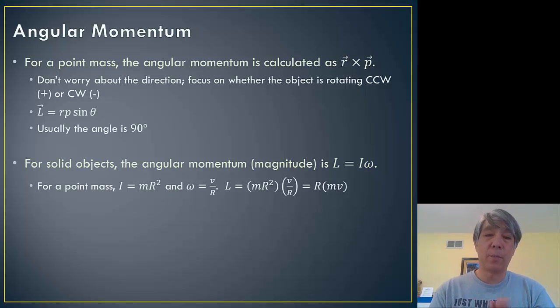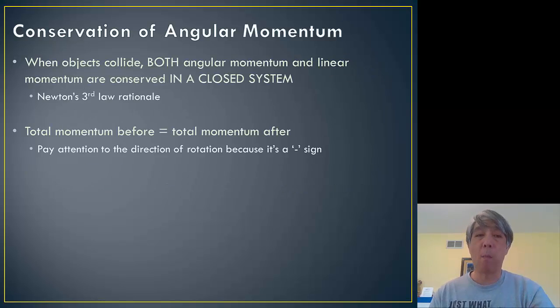For a point mass, I is going to equal m r squared, and omega is v over r. When we do that, we find we end up with the same formula as above. So don't be afraid to calculate angular momentum for a single point mass.